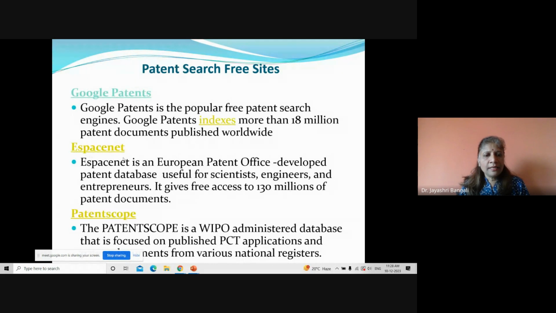This other site is Espacenet Patent Scope. I want to show the Indian site, the IP site. That is very important, because if you are filing a patent in India, you have to search the patent on the IP site. Just a minute, due to the internet it is slow.